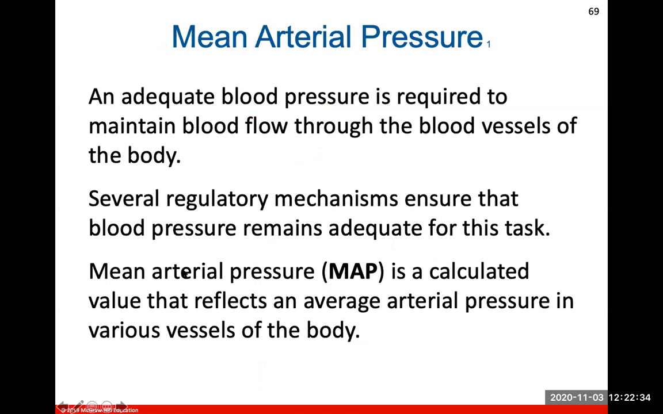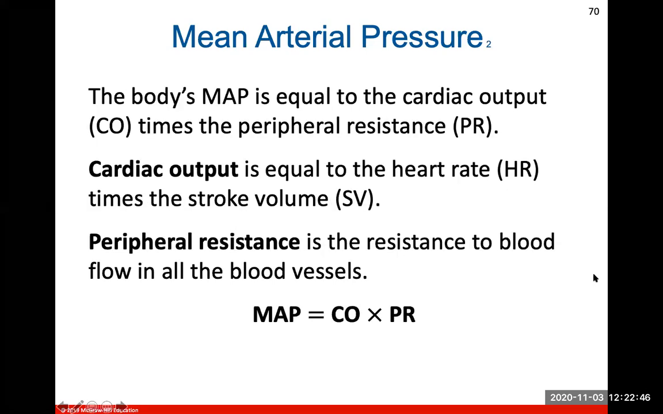Mean arterial pressure, MAP, is a calculated value that reflects an average arterial pressure in various vessels in the body. Several regulatory mechanisms will ensure that blood pressure remains adequate for this task. The body's MAP is equal to cardiac output times the peripheral resistance. Cardiac output is equal to heart rate times stroke volume, and peripheral resistance is the resistance to blood flow in all of the blood vessels.